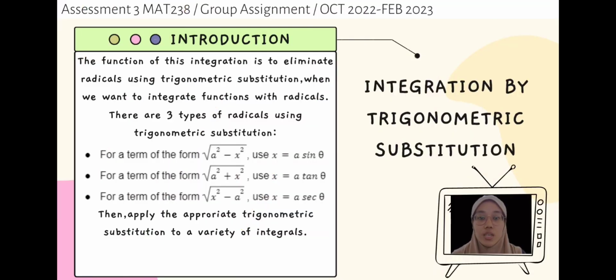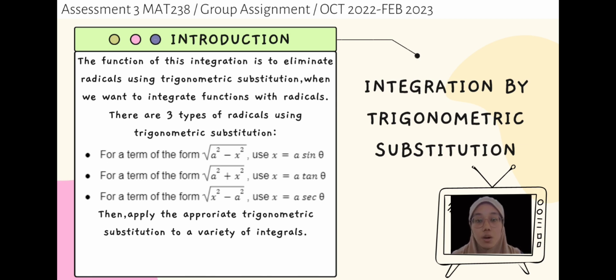First, let's start with the introduction. What is integration by trigonometric substitution? The function of this integration is to eliminate radicals using trigonometric substitution when we want to integrate functions with radicals. Well, what is radicals? Radicals is an expression that contains square root in it. There are 3 types of radicals using trigonometric substitution.